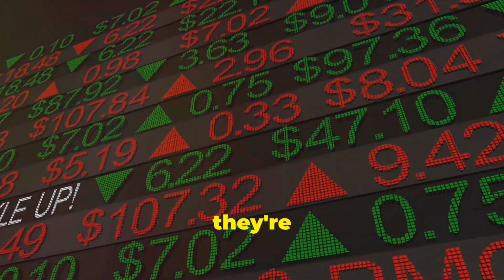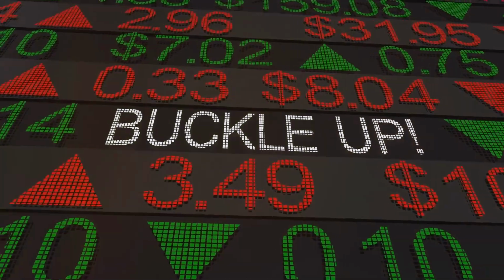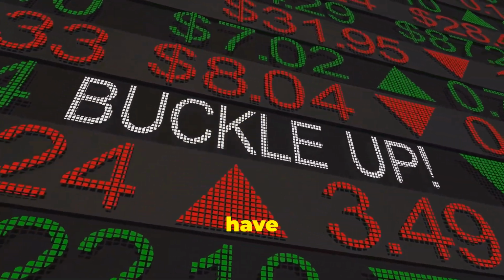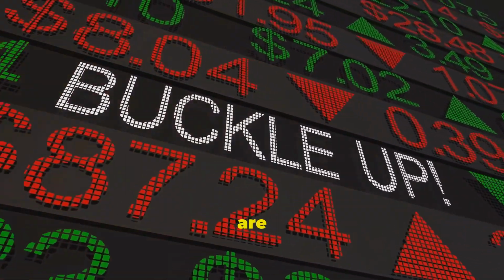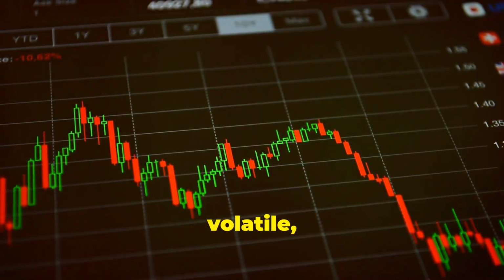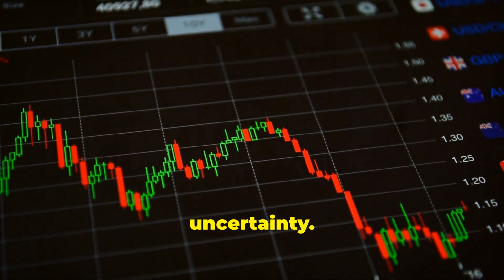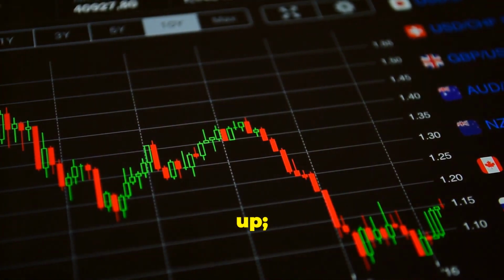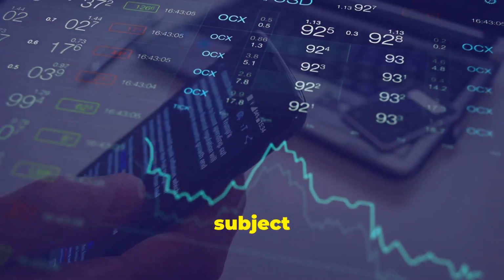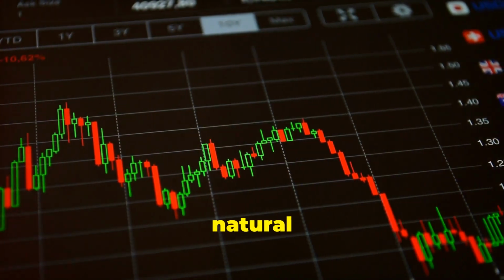Now exotics, they're the riskiest of the bunch. They're like that roller coaster at the amusement park. You might throw up, but you're gonna have one heck of a ride. The highs are high, and the lows can be devastating. They're less liquid, more volatile, and can be influenced by political instability or economic uncertainty. One moment you're up, the next you're down. They're subject to sudden changes due to political events, economic shifts, or even natural disasters.